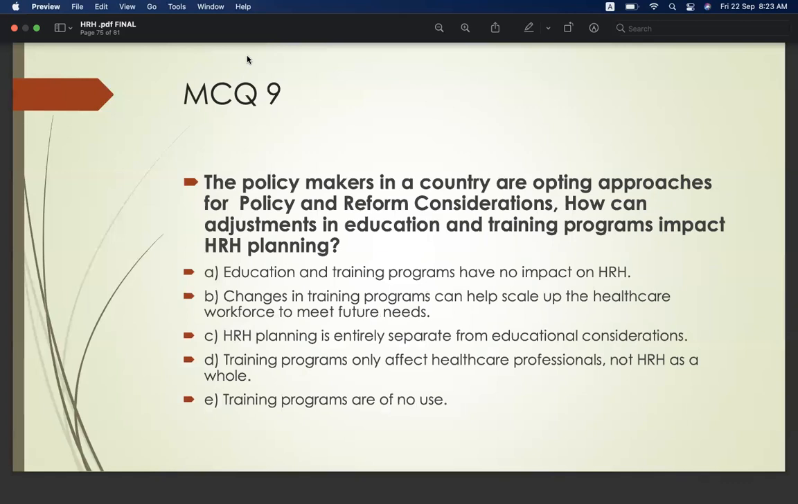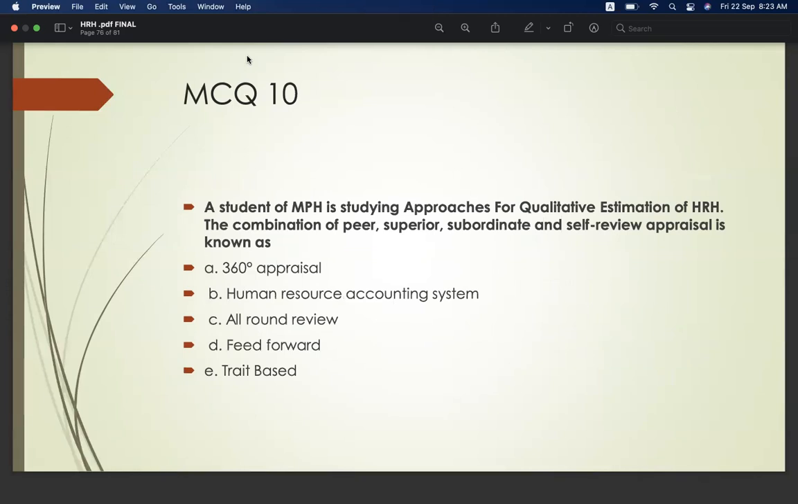On ninth number, the policymakers in a country are opting for approaches for policy and reform consideration. How can adjustments in education and training programs impact HRH planning? A, education and training programs have no impact. B, changes in training programs can help scale up the healthcare workforce. C, HRH planning is entirely separate. D, training programs only affect the healthcare professionals. E, they are of no use. Anyone? The answer is B.